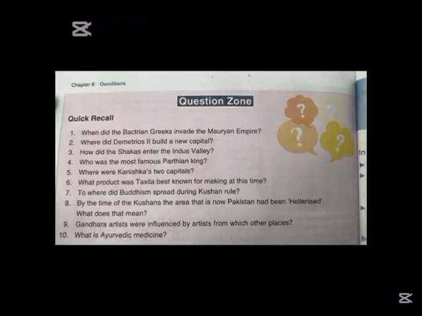Okay, students, here's our question zone, and from today's content, you are able to answer question number 3, 4, and 5, as we have read about Shakas, Parthians, and the Kushan Empire. So, question number 3 is, how did the Shakas enter the Indus Valley? You can easily answer this question from your book page number 114.